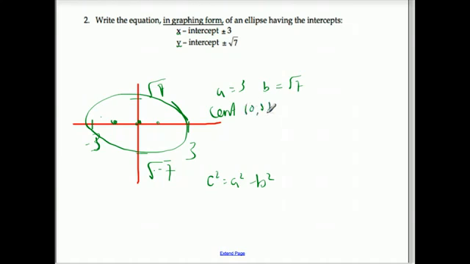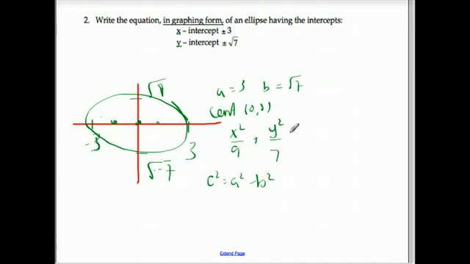So this is easy. It's x minus 0, or just x squared over a squared, so that's 9, plus y minus 0, which is just y squared, over b squared. If I square the square root of 7, that gives me just a plain old 7 here.